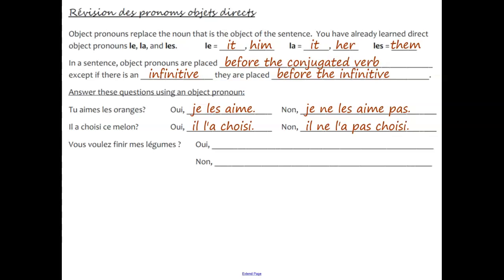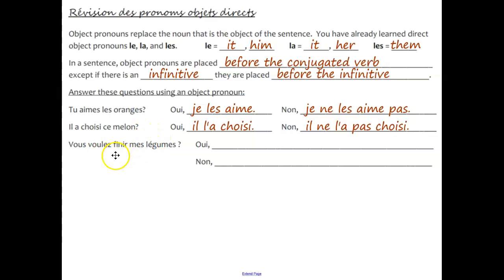So that's our answer for that one. Now our third question, vous voulez finir mes légumes? Do you want to finish my vegetables? The object here is mes légumes, so we're going to take that out. It's plural, so we're going to replace it with les, just like the first one.